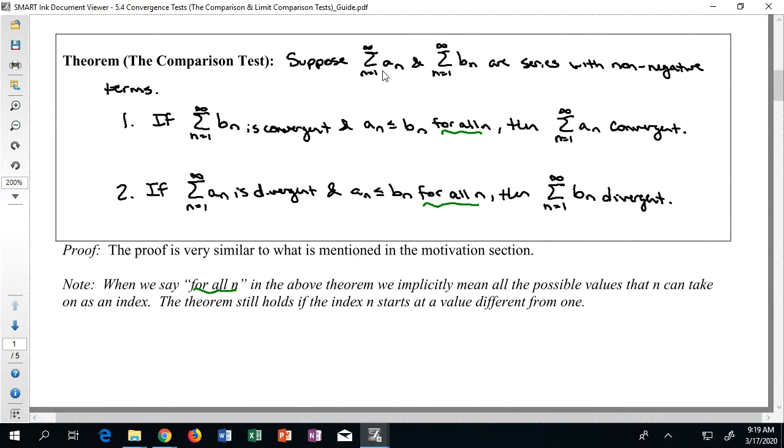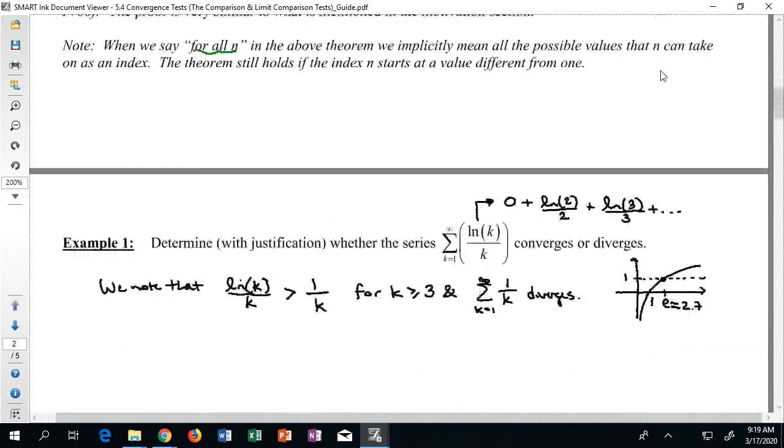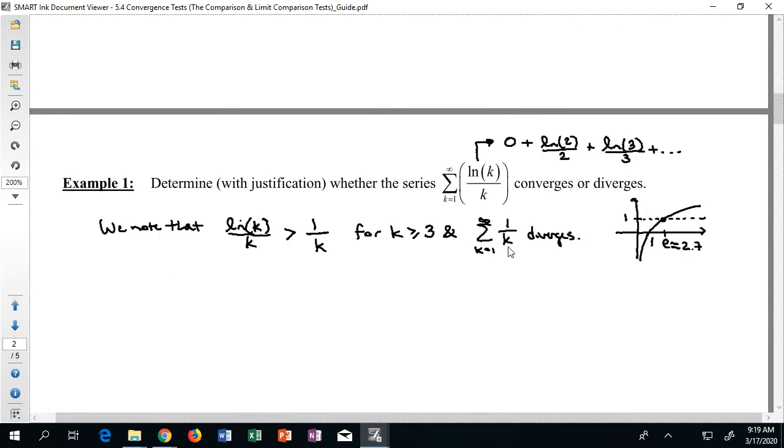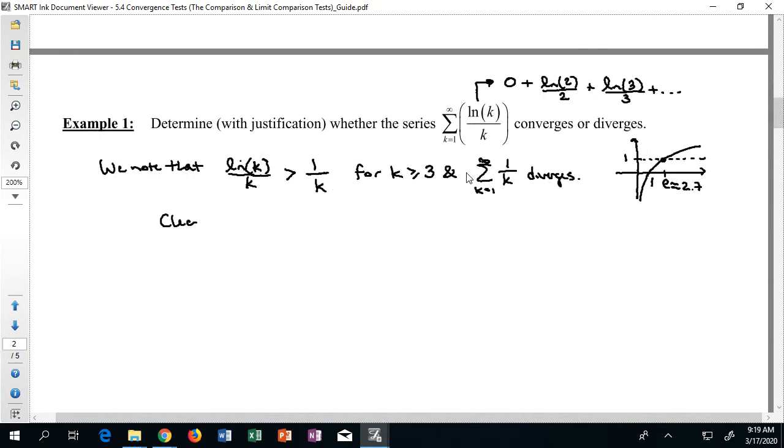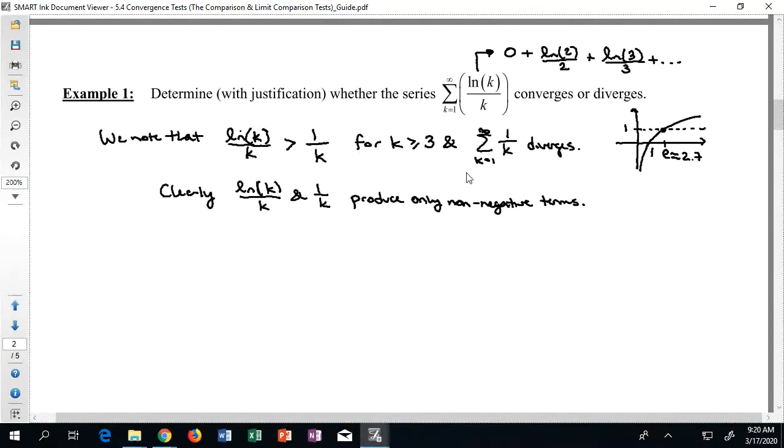I need to make sure that both the series I'm about to work with have non-negative terms. So the first thing I check is 1 over k. Can that produce any negatives? No. Natural log, well, that's not going to produce any negatives unless I plug in something less than 1, and I'm not doing that. So I can see here that clearly natural log of k over k and 1 over k produce only non-negative terms. Okay, perfect. Now I can use the comparison test.